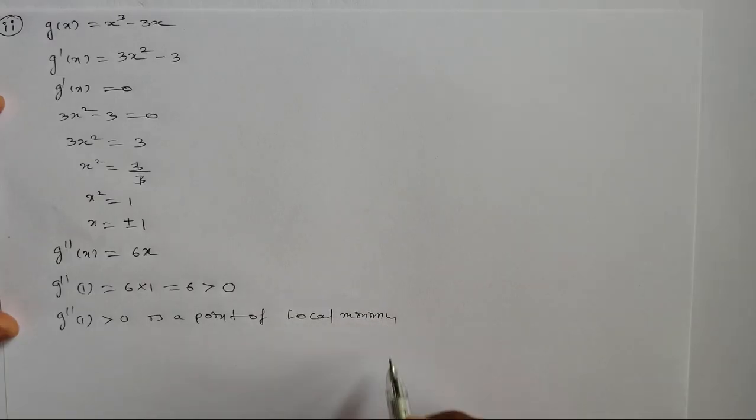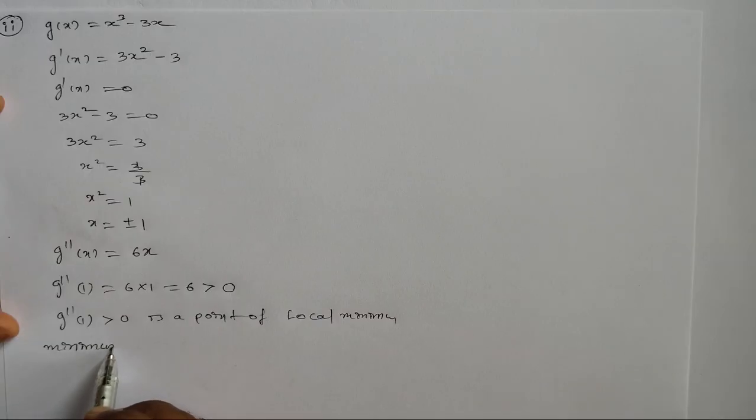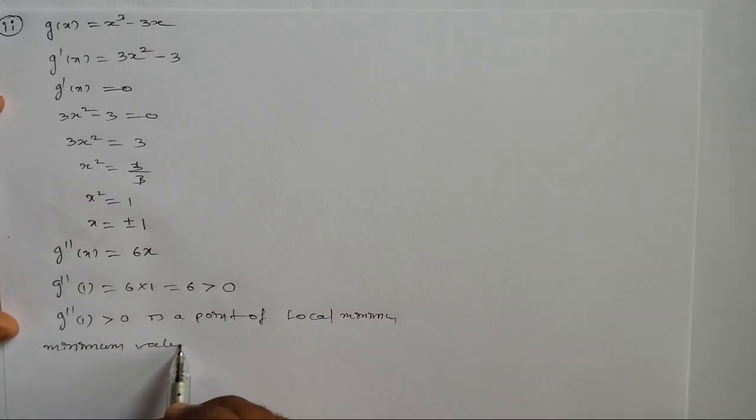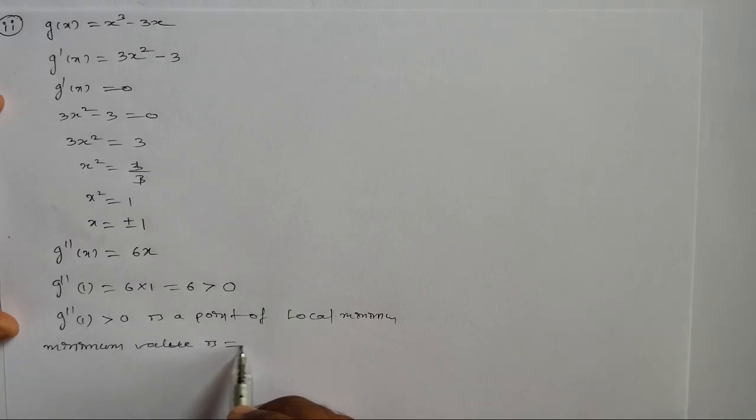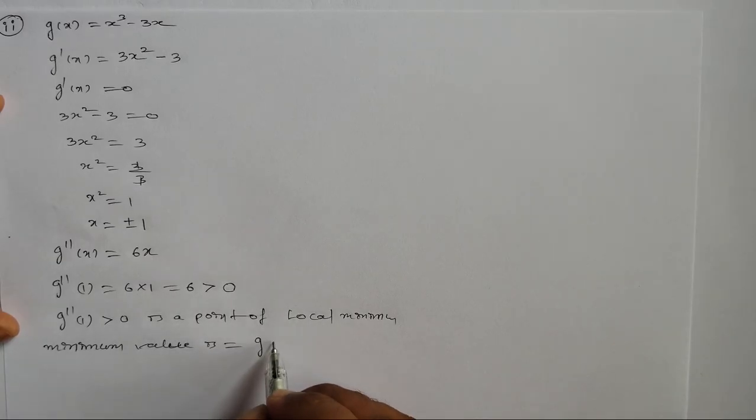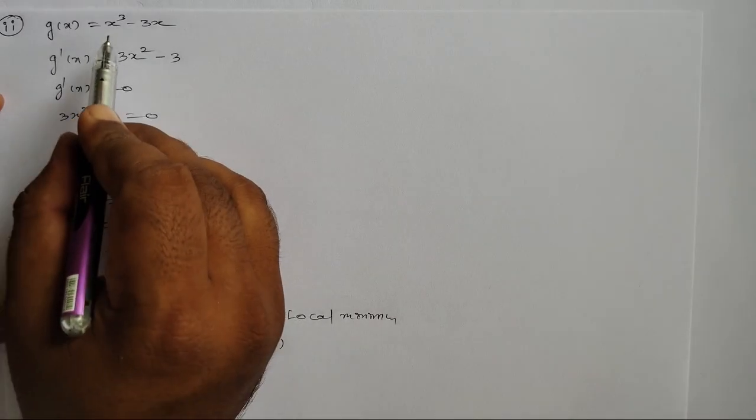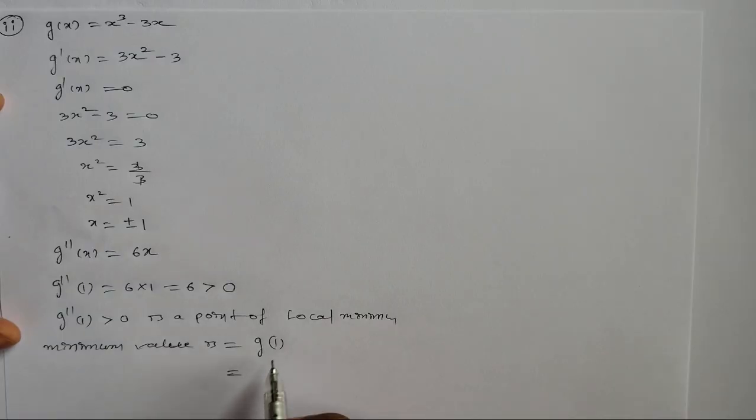Okay. The minimum value is equal to g(1). I'll substitute here. g(1) becomes 1 cube minus 3 into 1. 1 cube becomes 1, minus 3, that is equal to minus 2. The minimum value of this function is minus 2.